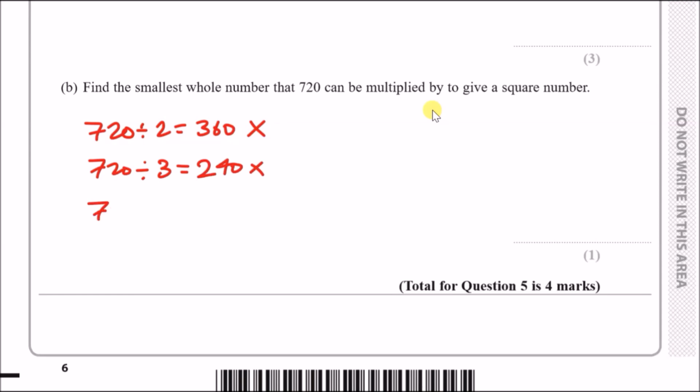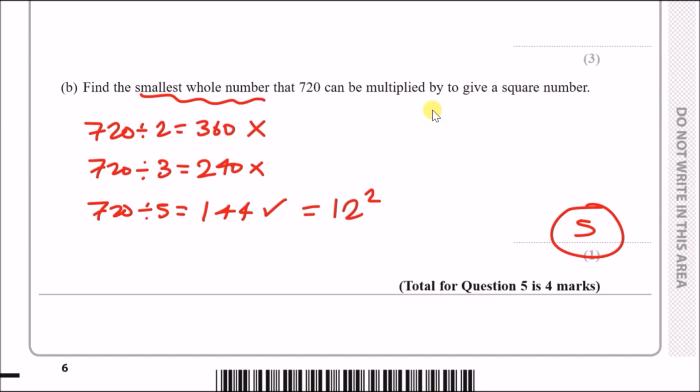Divide 720 by 5, you get 144. Yeah, actually that's a square number. That's the same as 12 squared. So find the smallest number, that will be 5. 5 gives us a square number. Dividing by 5 gives us the square number of 12. 12 squared is 144. And that's it, guys.